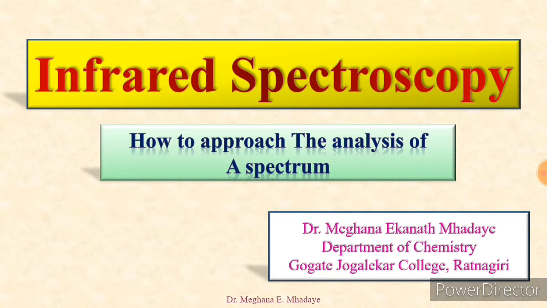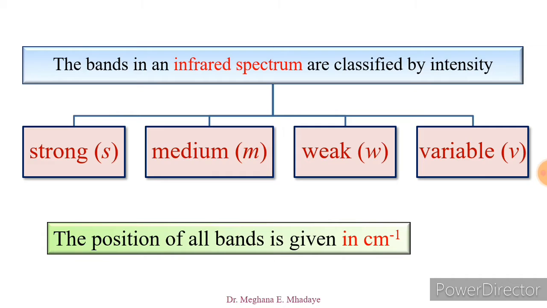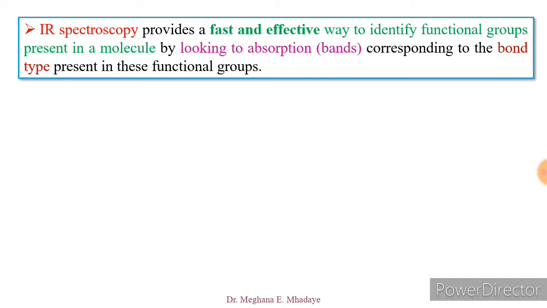In this module, we are understanding how to approach the analysis of a spectrum by using infrared spectroscopy. The bands in an infrared spectrum are classified by intensity: strong, medium, weak, and variable. The position of all bands is given in cm inverse. IR spectroscopy provides a fast and effective way to identify functional groups present in a molecule by looking at absorption, that is bands corresponding to the bond type present in these functional groups.